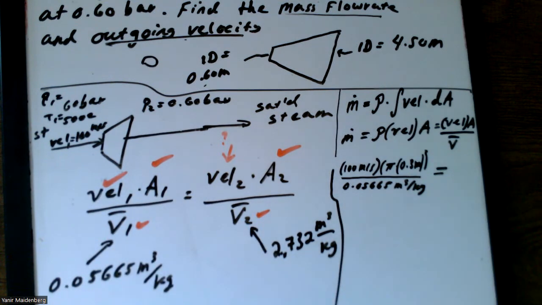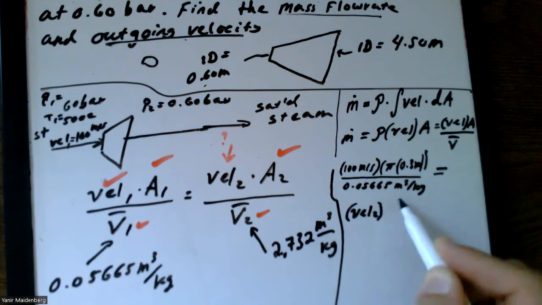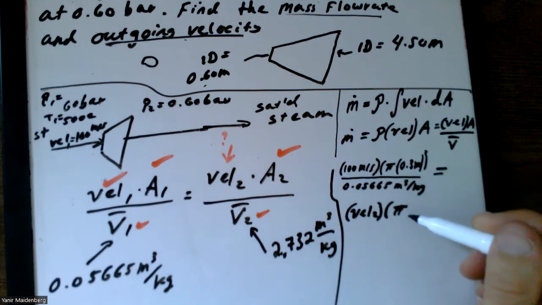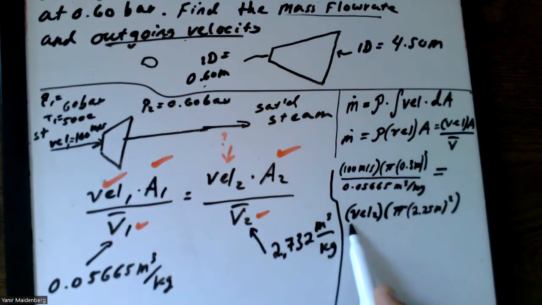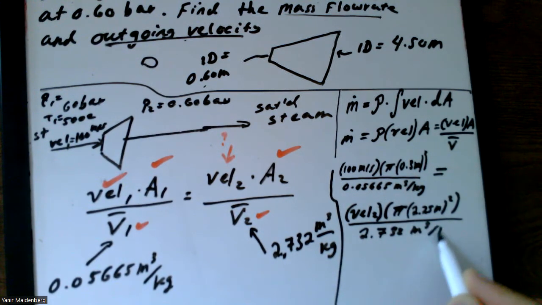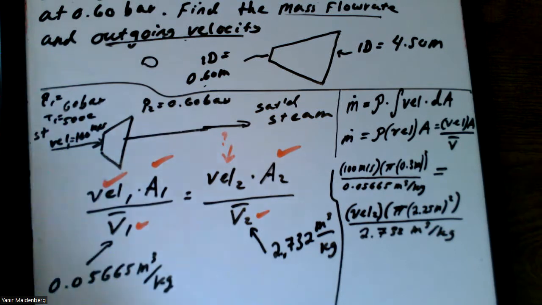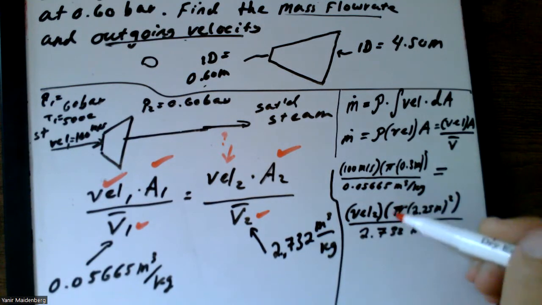This whole thing is going to be equal to, well, vel2, I don't know it, I want that. Area 2 is pi r squared again. Pi, the radius of that thing, which is 2.25 meters squared. And all of this divided by that specific volume, which is 2.732 meters cubed per kilogram. And just to show you here, several things you should really notice to save yourself some computation. You don't have to plug any of those pi's in because the pi's cancel. See that? Pi by pi.